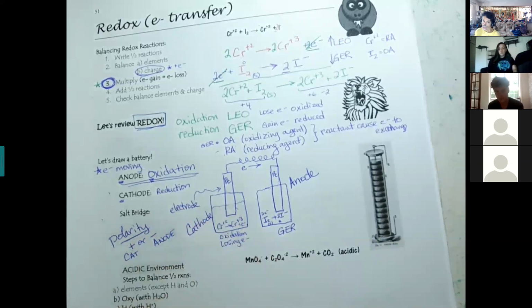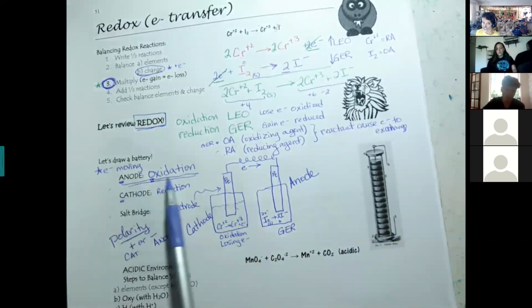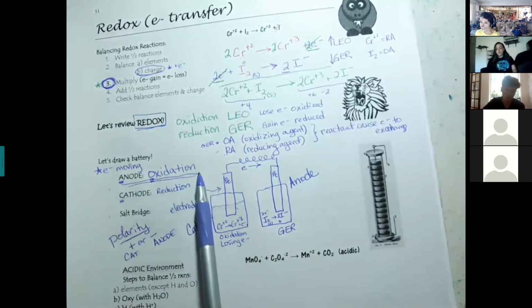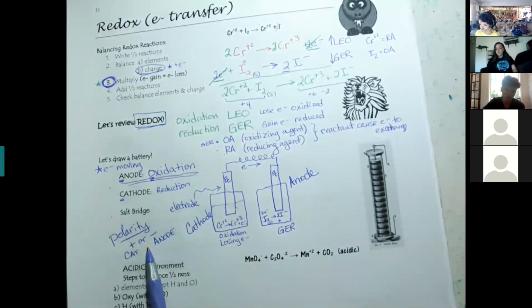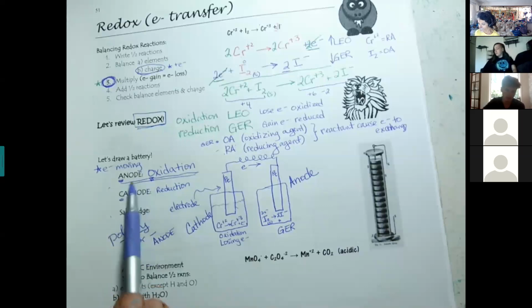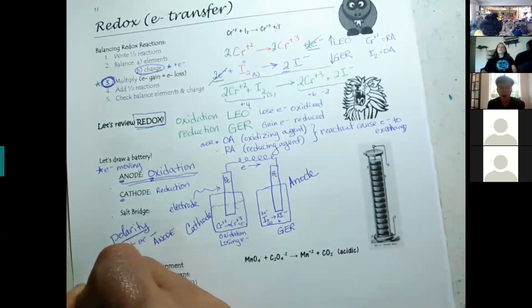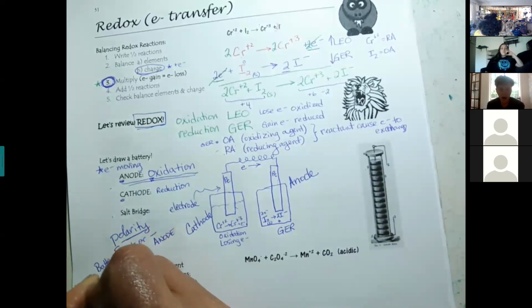Now, I want to make a quick comment here. Up here, I told you the anode is always oxidation. That is truly an always. I never said the word always here with polarity. It is going to be that way today and tomorrow, and you will see then on Thursday what's going to happen. So as long as we're drawing a battery, in a battery, the cathode is your positive.